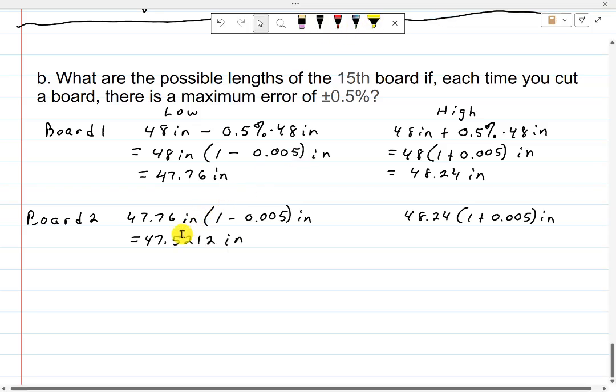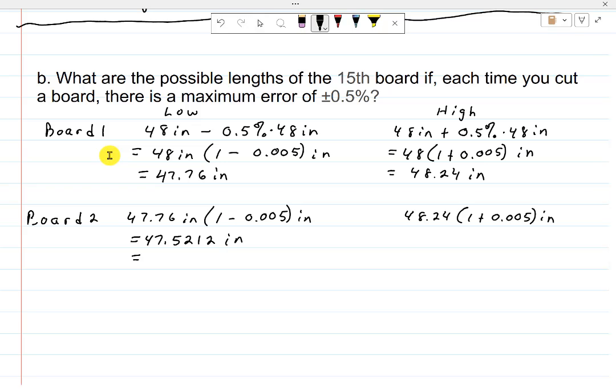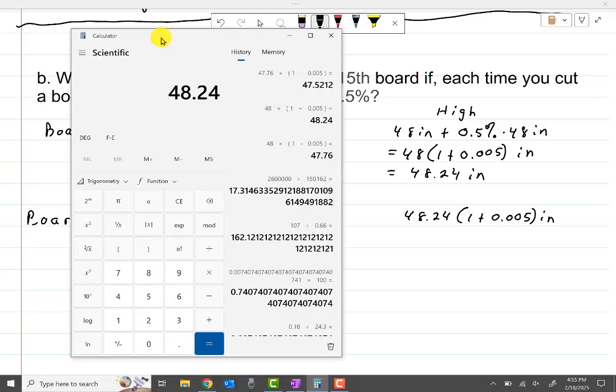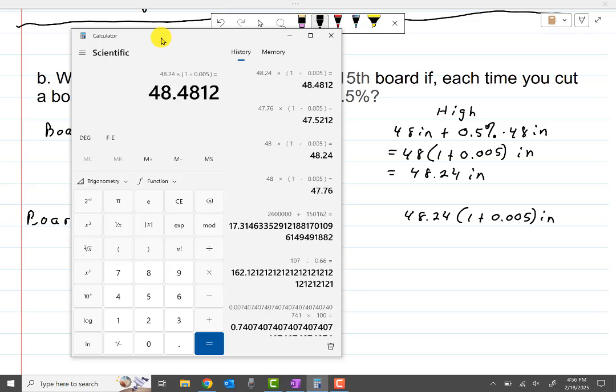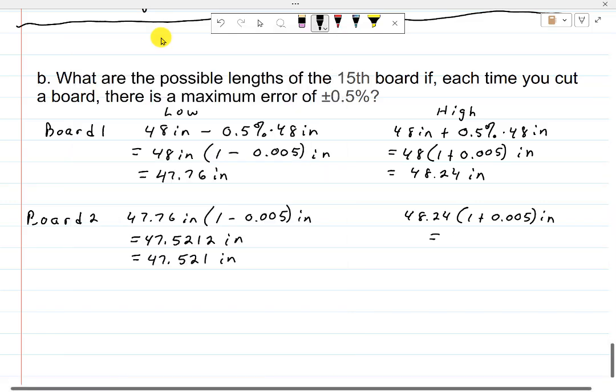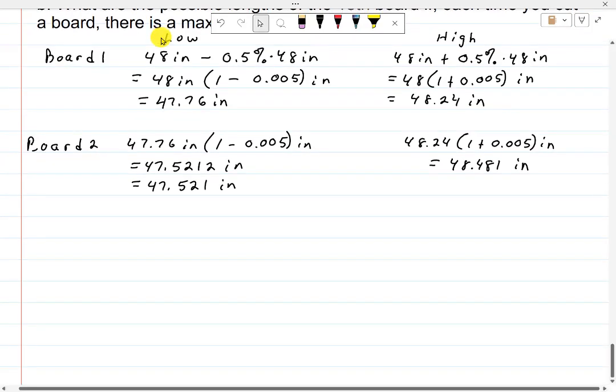Notice it's a little bit less than it was before. Now you should round appropriately. Since the percentage is in 3 decimal places, I would probably keep all of my accuracy to 3 decimal places. So I'm going to go 47.521 inches, 48.24, start the parenthesis, 1 plus 0.005, end the parenthesis, enter. I'll write 48.481. And those are the numbers I'll use for my next round.